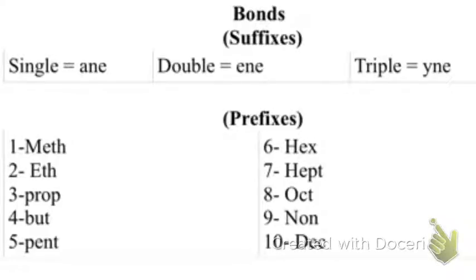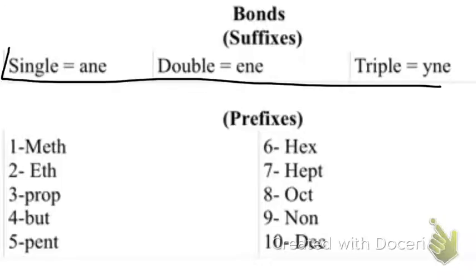Next, we have number of bonds. A single bond is "-ane", a double bond has the suffix "-ene", a triple bond has the suffix "-yne", and all the prefixes 1 through 10 are written there. You should have these notes, but if you don't, take a moment to write them down now.